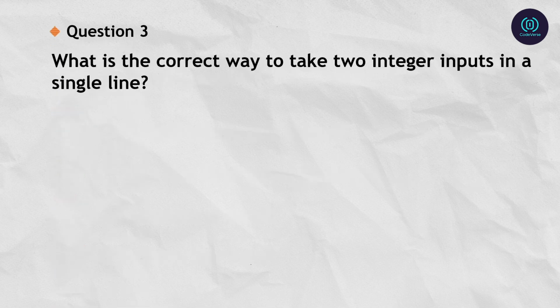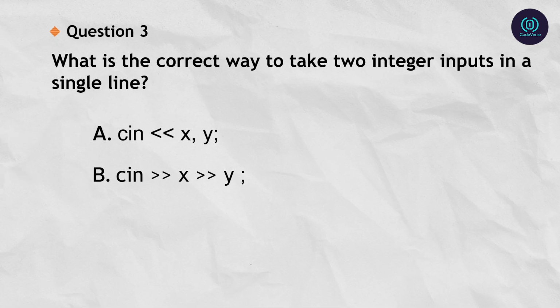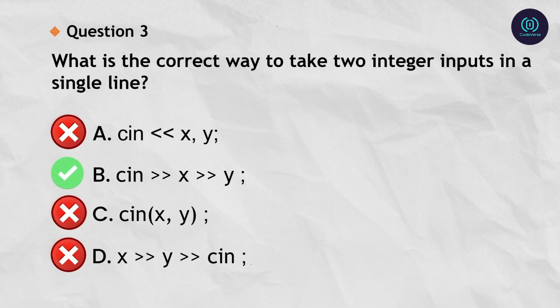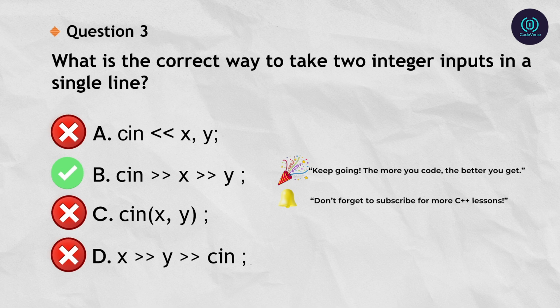Final question. What is the correct way to take 2 integer inputs in a single line? A. cin << x << y. B. cin >> x >> y. C. cin >> x, y. D. x, y, cin. And the answer is B, cin >> x >> y. Great job if you got them right. And if not, don't worry, this stuff gets easier with practice.